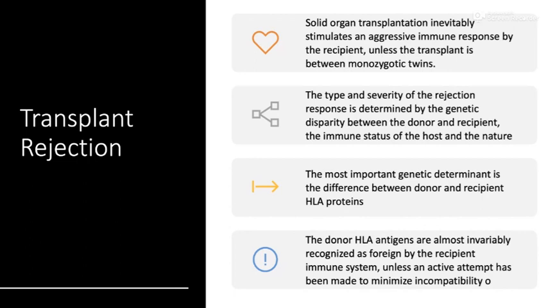The most important genetic determinant is the difference between donor and recipient HLA proteins. The donor HLA antigens are almost invariably recognized as foreign by the recipient immune system unless an active attempt has been made to minimize the incompatibility.